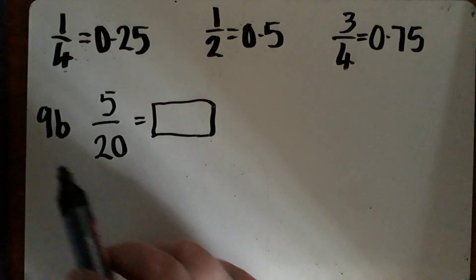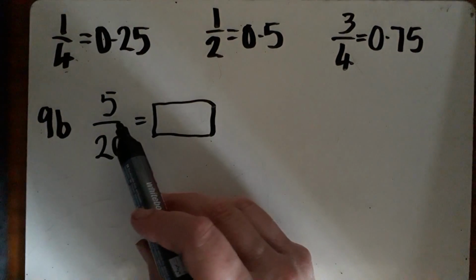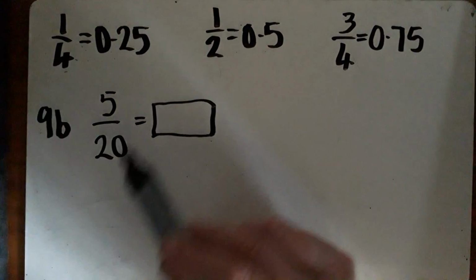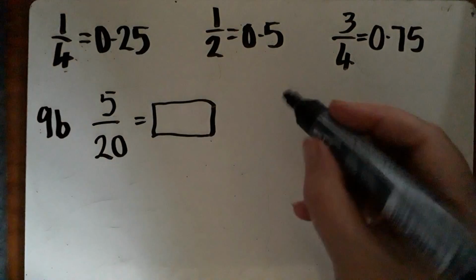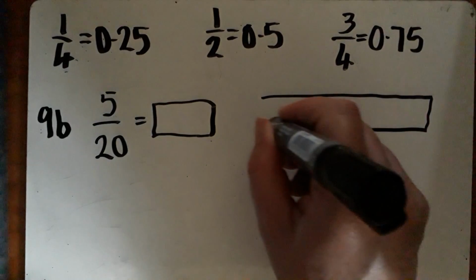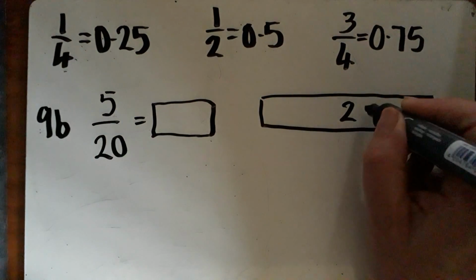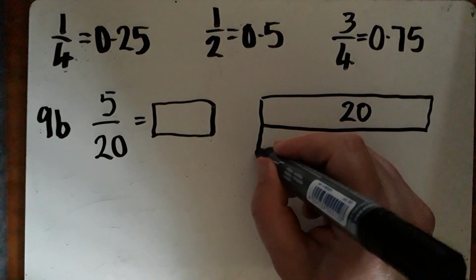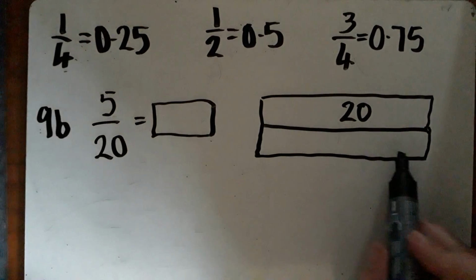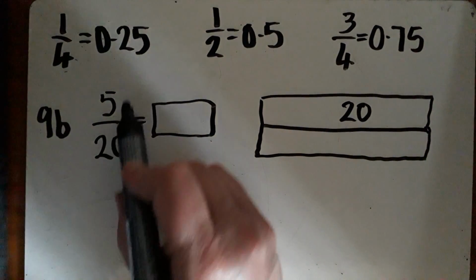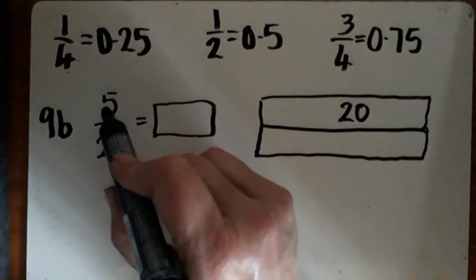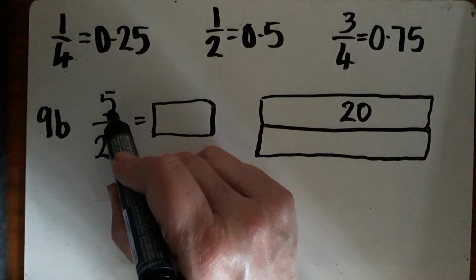Okay, so here is 9b. So we have the fraction 5/20ths. All right, and we need to work out the decimal equivalent. Okay, so I know that my whole is worth 20. Slightly different this time in a sense. All right, and my second bar, I know that the fraction that I have, the numerator, tells me it is worth 5.